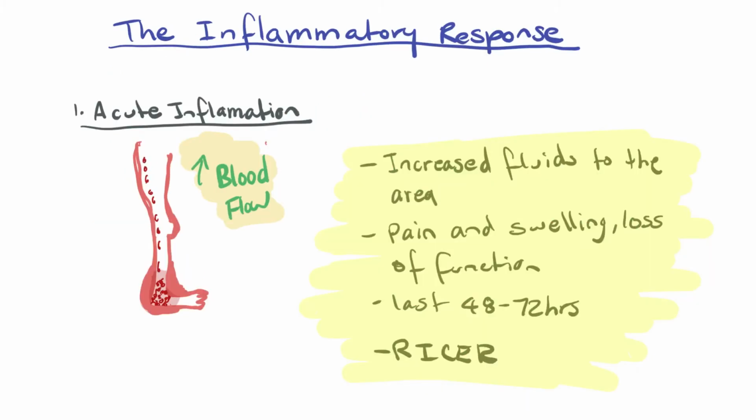So let's have a look at these stages a little bit closer. The first stage, the acute inflammation, this is when we have that increase of blood flow. So we've got an increase of fluids to the area, which is going to cause a lot of pain and swelling and sometimes loss of function of that joint. It's really important that at this stage you rest, by applying RICER, because this is where the inflammatory stage can actually do more damage if the athlete doesn't rest. So this stage actually lasts for 48 to 72 hours, and it's essential that RICER is applied during this stage to ensure that further damage doesn't occur and to allow for a shorter period of recovery time for the athlete.